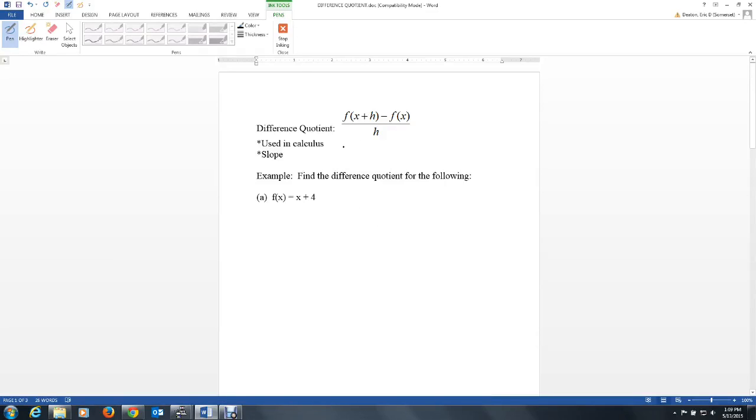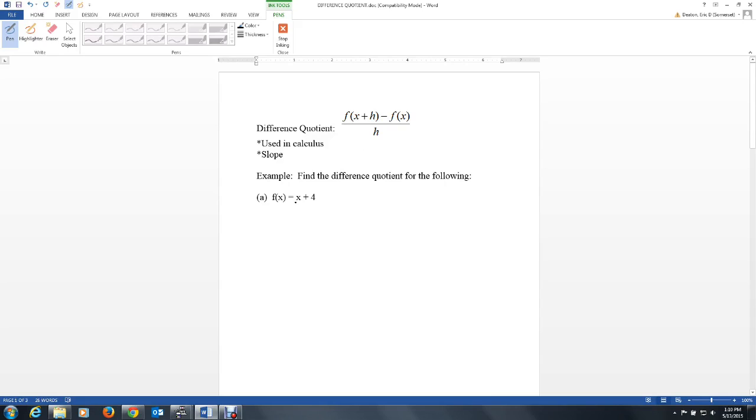Difference quotient. You'll see this quite a bit in calculus. It actually refers to slope. It's just this little formula, f of x plus h minus f of x over h. This is just function notation. It just means substitution. So we're going to do a couple examples to show you what's going on.